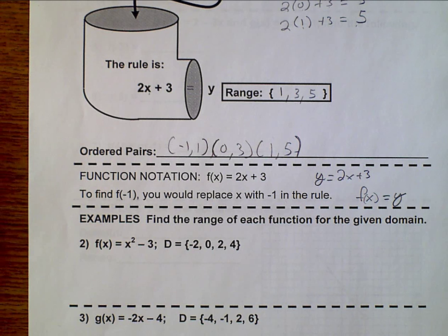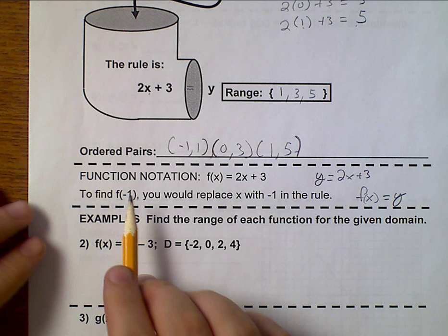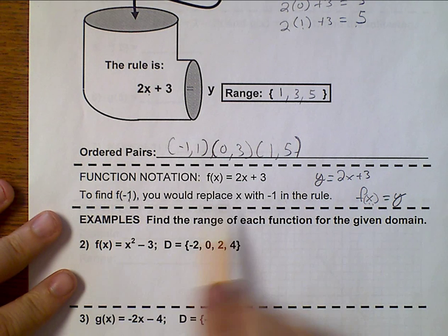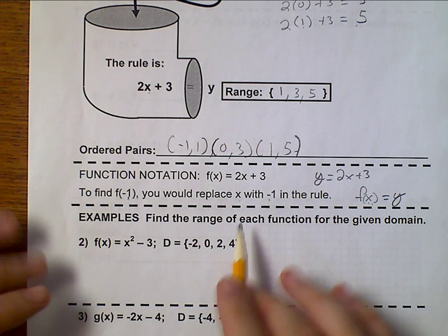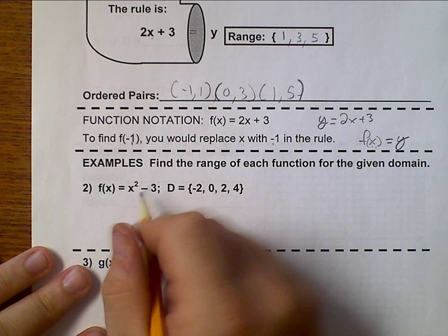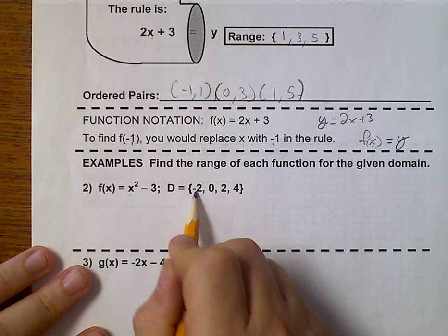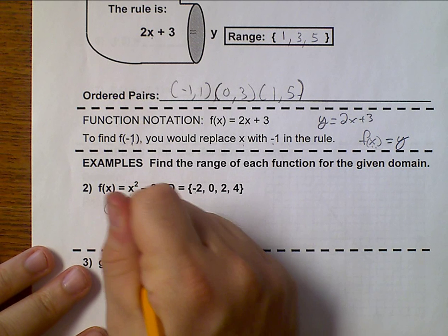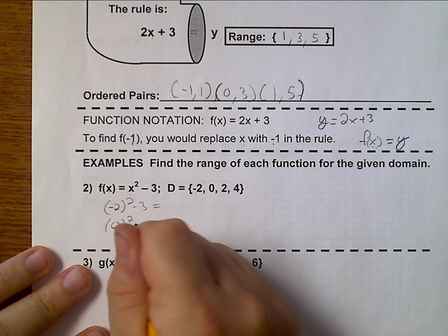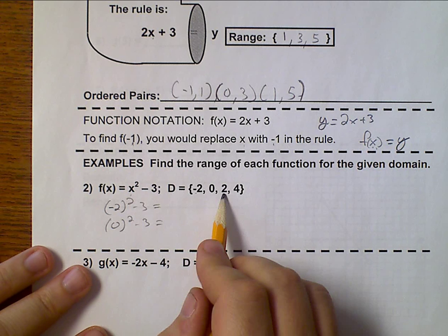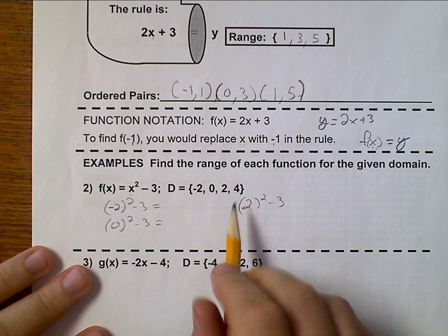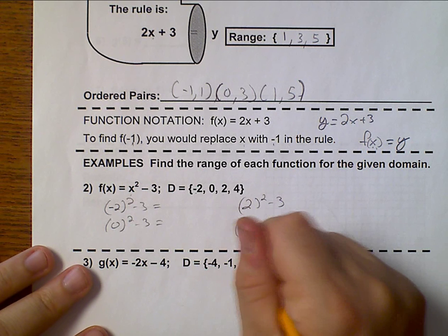And so if we want to find f of -1, this is saying that my x value is -1. So I'm going to replace the x with -1. So let's go ahead and do this here. I'm going to work this out. And so I'm going to replace the x with my first value. So -2 squared minus 3. I'm going to do it again. 0 squared minus 3. And then 2 squared minus 3. And 4 squared minus 3.